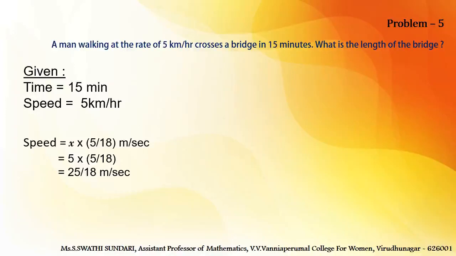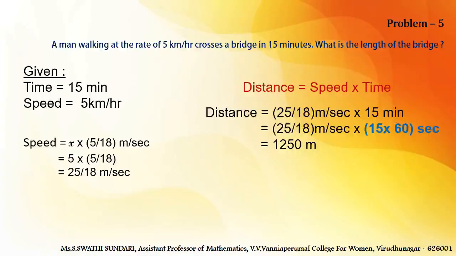Next we're gonna substitute in the distance formula. So distance equals speed into time. So 25 by 18 meter per second into the time value, which is 15 minutes. Here the time is in minutes, but the speed is in seconds, so we're gonna change it into seconds. We already know that 1 minute equals 60 seconds. So 15 minutes equals 15 into 60 seconds. We're gonna substitute in this place. So 25 divided by 18 meter per second into 15 into 60 seconds.